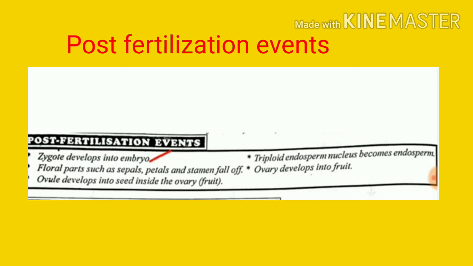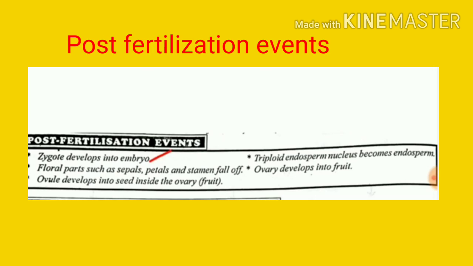Now I am going to explain post-fertilization events. Post-fertilization events mean the events or changes which take place in flowering plants after fertilization. First, after fertilization, the zygote develops into an embryo. Second, the triploid endosperm nucleus becomes endosperm.